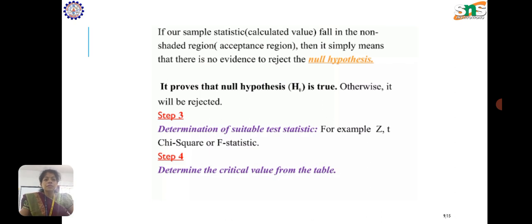Then the third step is determination of a suitable test statistic, whether we have to choose a Z test, T test or chi-square test. We go for the T test if we have the words mean, proportion or difference. If we have variance, we have to go for the chi-square or F test. Step 4 is to determine the critical value from the table.